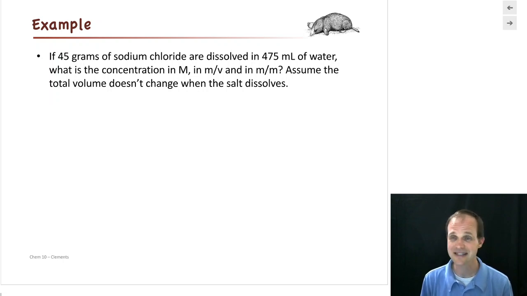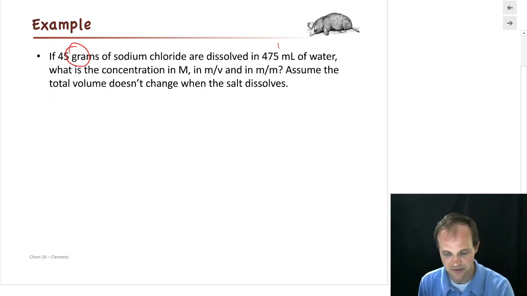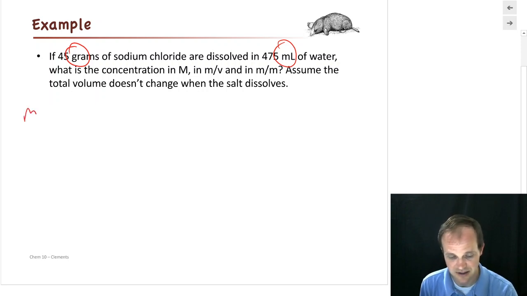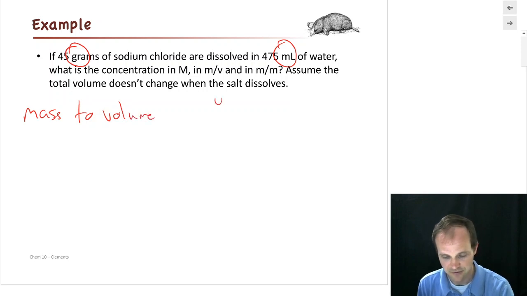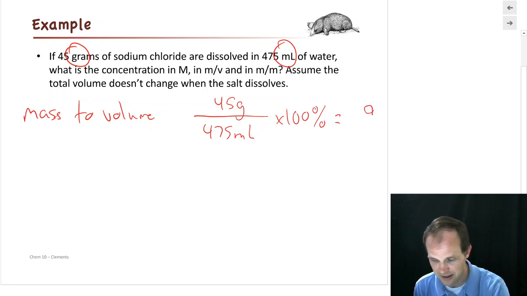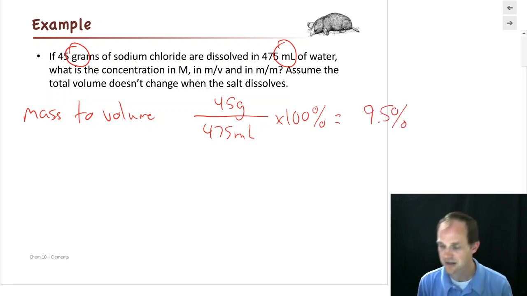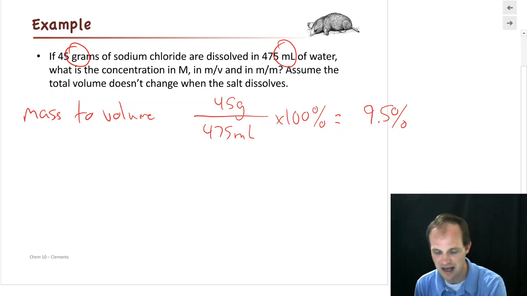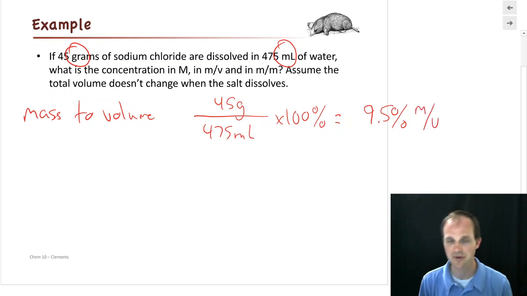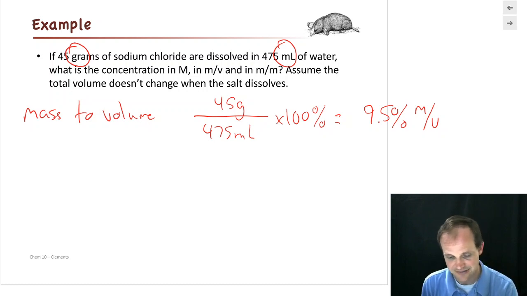So what's the easiest one? Well, we've got grams here and we've got milliliters here, so the easiest one is going to be mass to volume. And so it's going to be 45 grams of my solute divided by 475 milliliters of my solution times 100%. If you do that one, you get 9.5%. Do I just leave it like that? No, I've got to write the m over v to tell people that I did a mass to volume ratio problem.